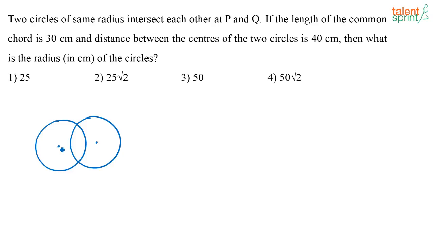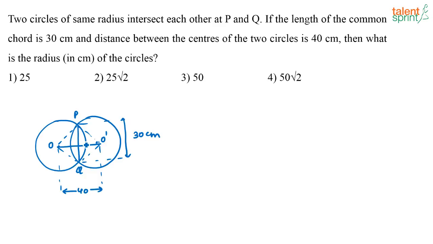So the distance between the centers of the two circles is 40 centimeters, and their common chord, this is P, this is Q, so this is one center of the circle, this is the other center O dash. This length PQ is given as 30 centimeters and this distance is given as 40 centimeters, the distance between the centers of the two circles. This chord is common to both the circles. So I am just joining these lines here like this.